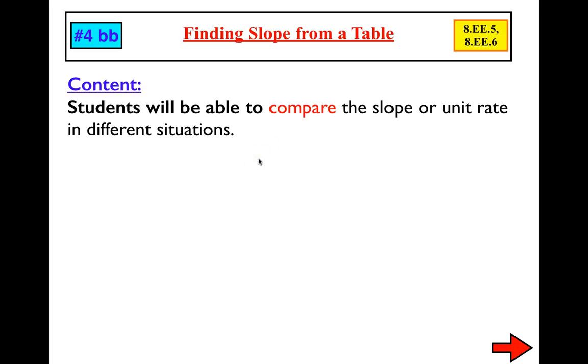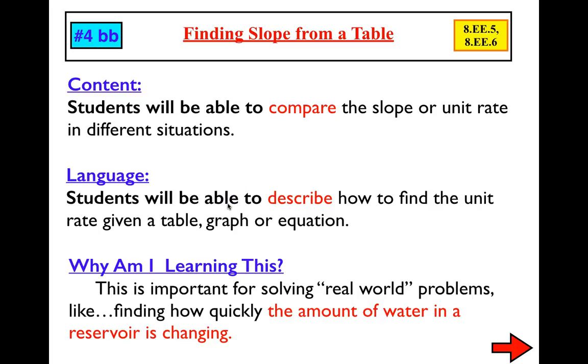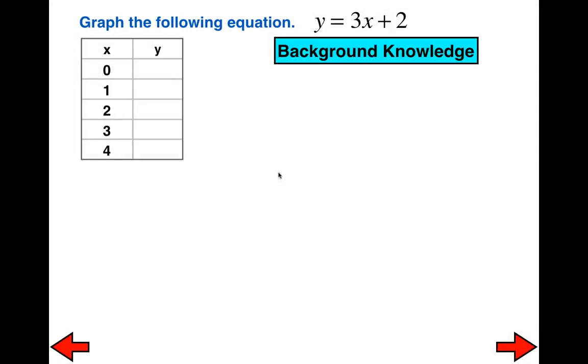Our content objective is students will be able to compare the slope or unit rate in different situations. Language objective is students will be able to describe how to find the unit rate given a table, graph, or equation. Why am I learning this? Well, it's important for solving real-world problems, such as finding how quickly the amount of water in a reservoir is changing.